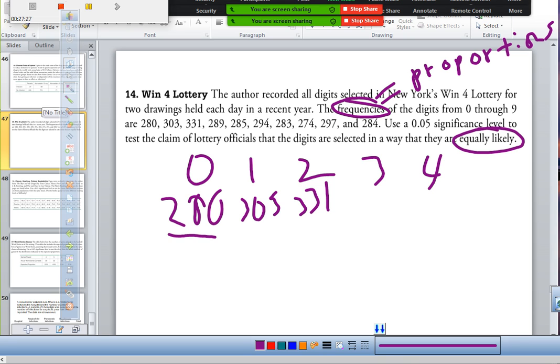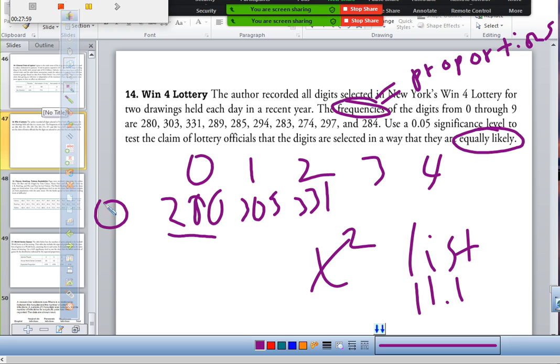Okay, so this is a chi-squared list, 11.1. So this is your list of observed, and then you're going to have to compute all your expecteds off of the equally likely.